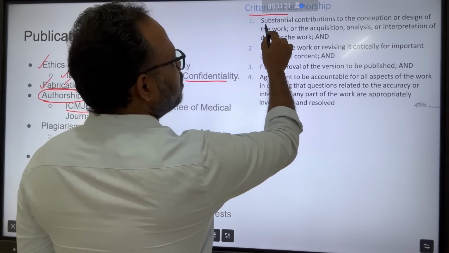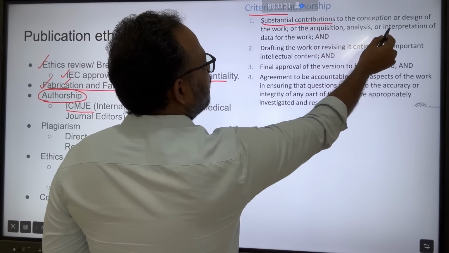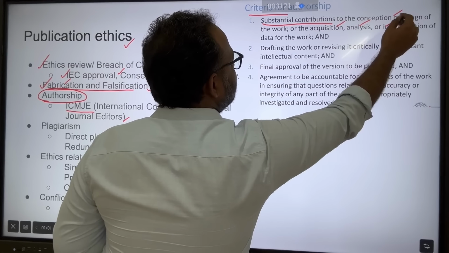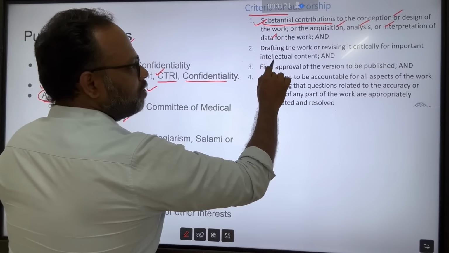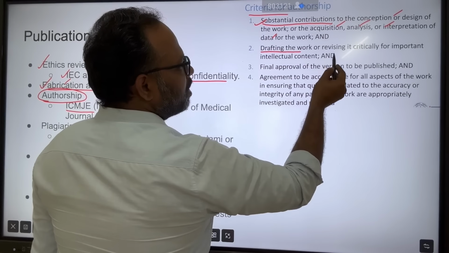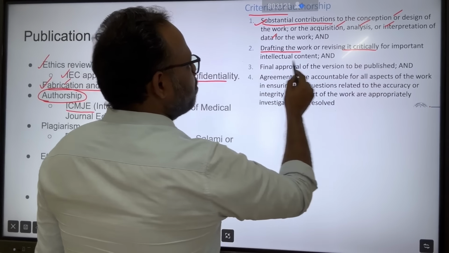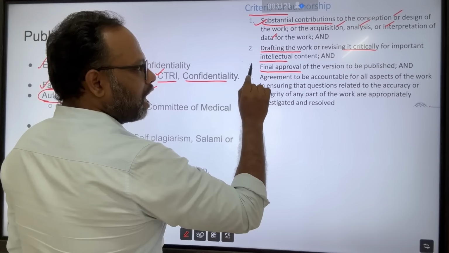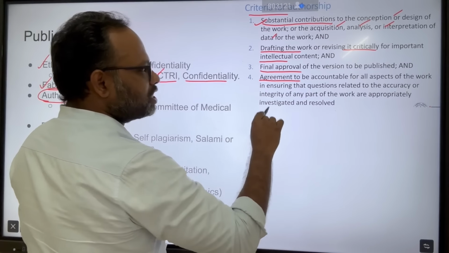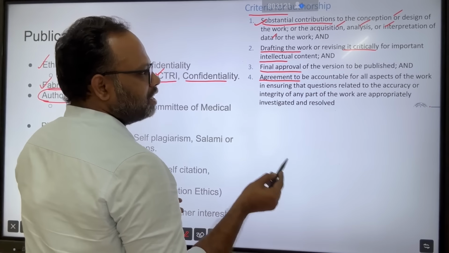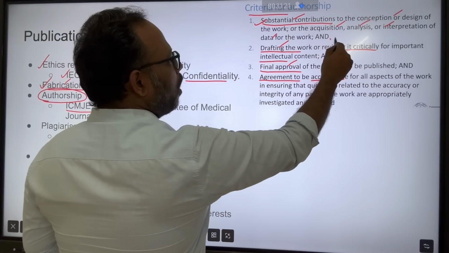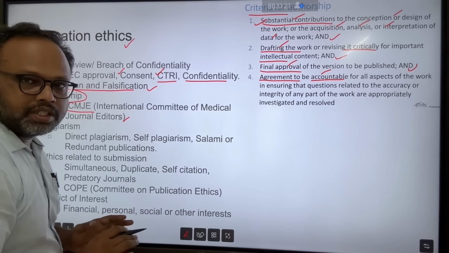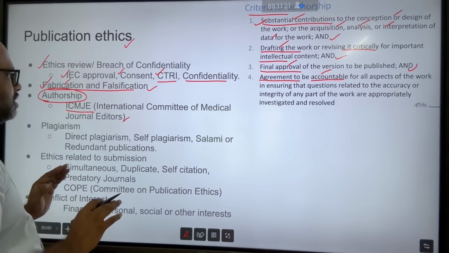The author should have substantial contributions in conception, design, acquisition, analysis, interpretation of the data. Then they should have drafted the work, revised it critically for important intellectual content. Then final approval should have been given. Then agreement to be accountable for all aspects of the work related to accuracy, integrity. When you have all these contributions, then only you can become eligible for authorship. So that is recommended by ICMJE.